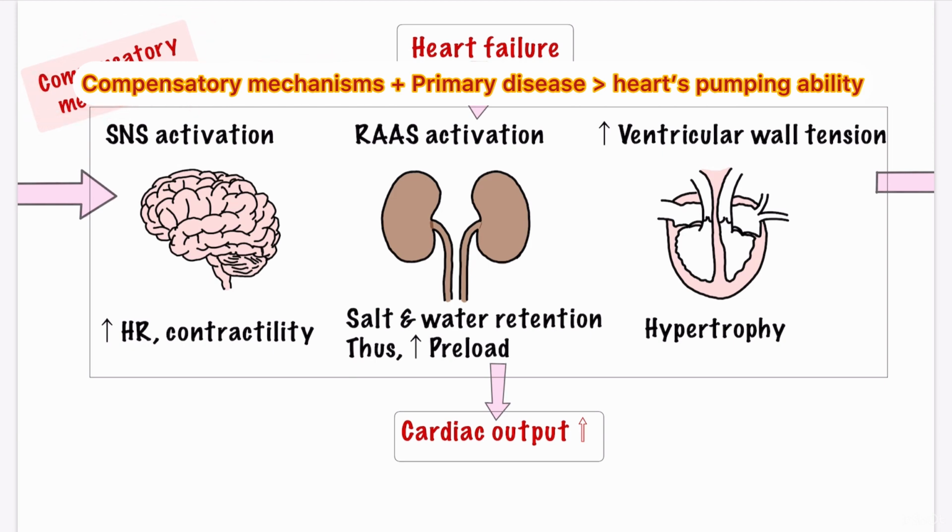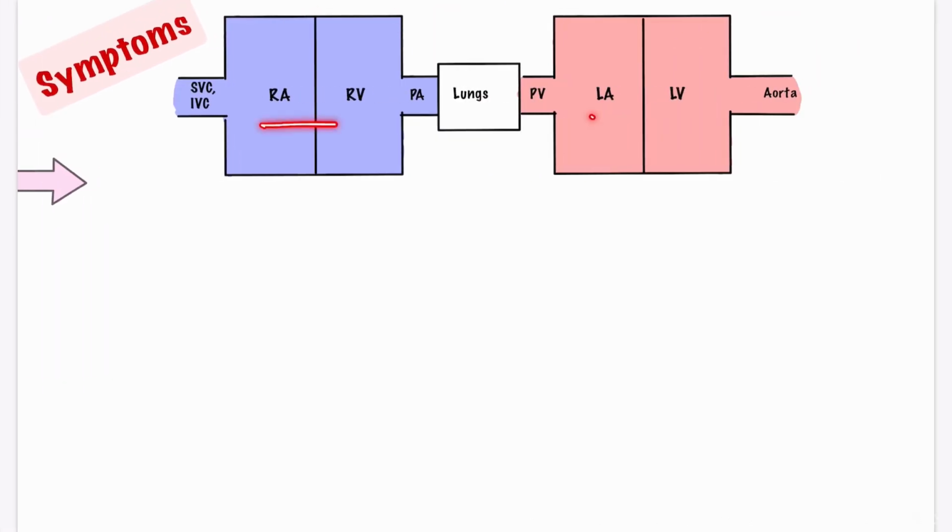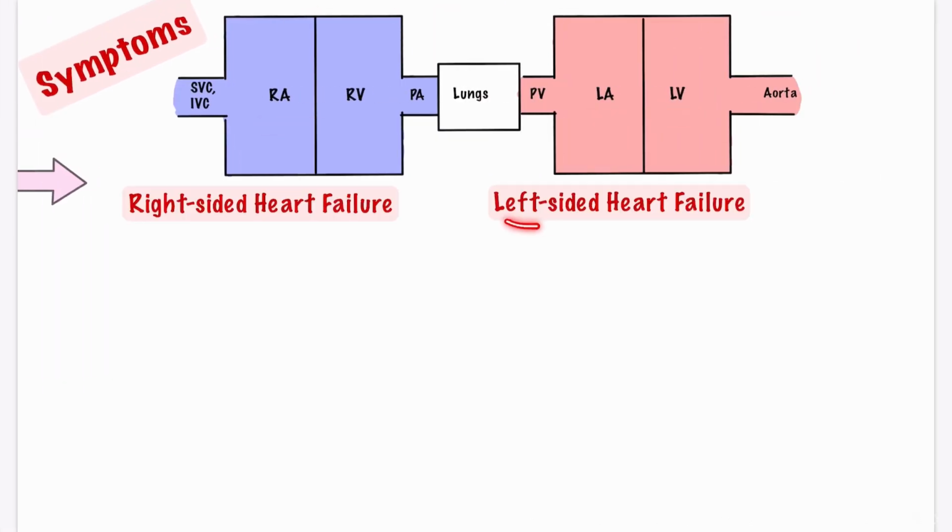pumping abilities. The clinical presentation of heart failure differs depending on which ventricle is failing to pump blood adequately. Left ventricular failure is the most common presentation of heart failure. Left ventricular failure often leads to right ventricular failure, and that condition is called biventricular failure. Please recall the anatomy of the heart.